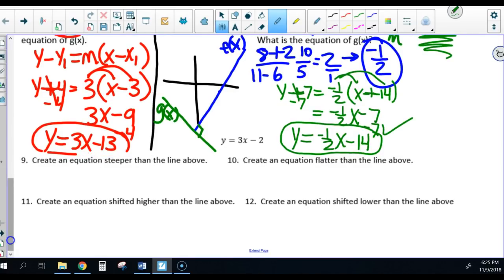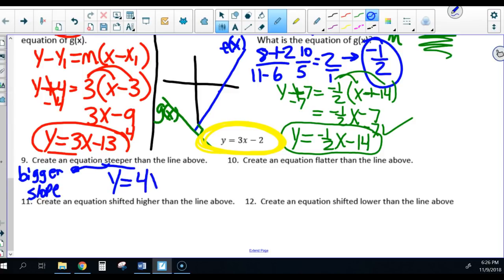Number 9, create an equation steeper than the line above. Oh, I can barely see it up above. I'm encroaching on its equation. So we have y equals 3x minus 2. If I need an equation steeper than that, I know steeper talks about the slope. I need a bigger slope. So I'm going to say y equals 4x minus 2. The only requirement is that you have a bigger slope than 3.